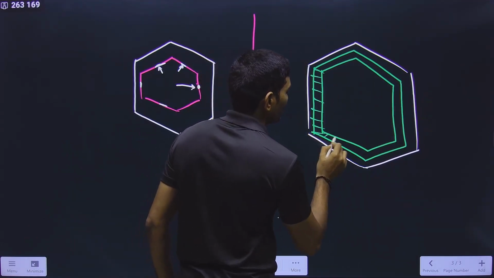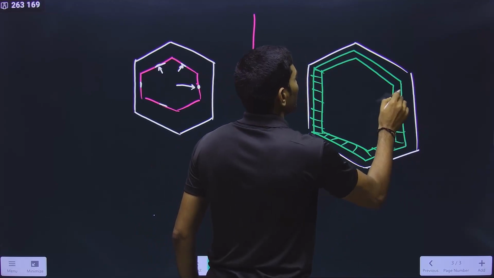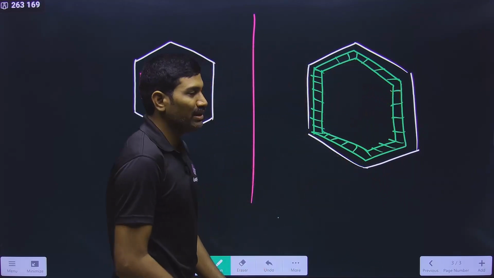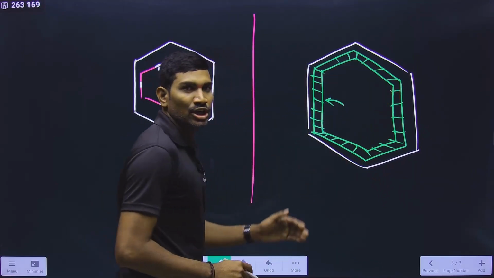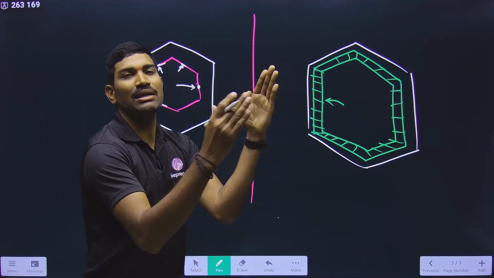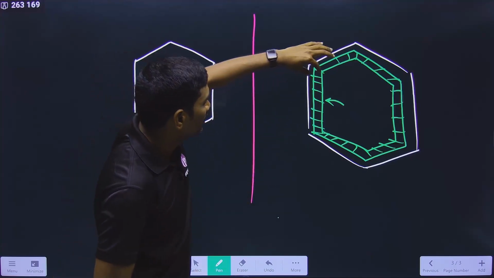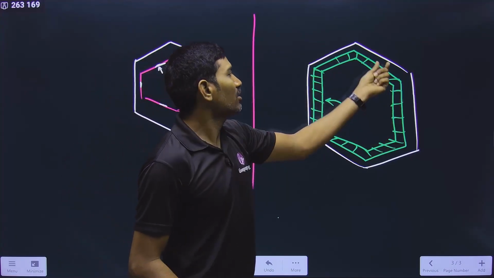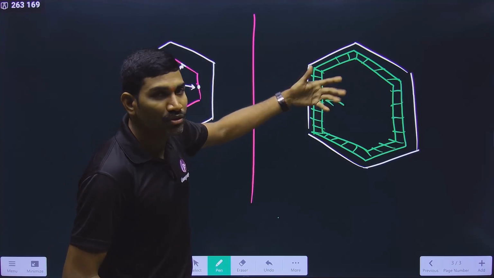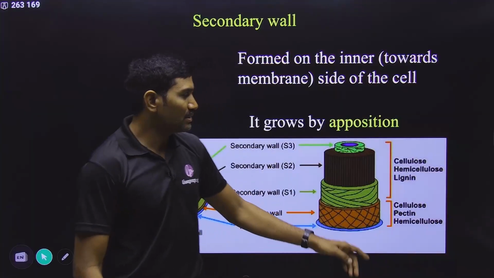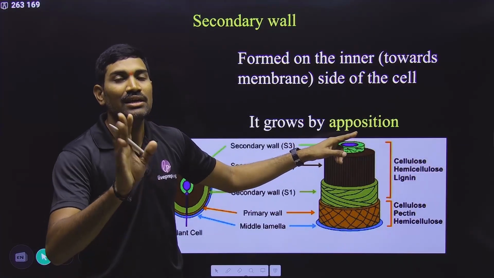Please observe carefully here. For the secondary wall, thickness is increasing. So materials from the plasma membrane are coming. So here they are deposited layer by layer. So thickness for the secondary wall is increasing. So this type of growth is called apposition. Please observe carefully. This type of growth is called apposition.